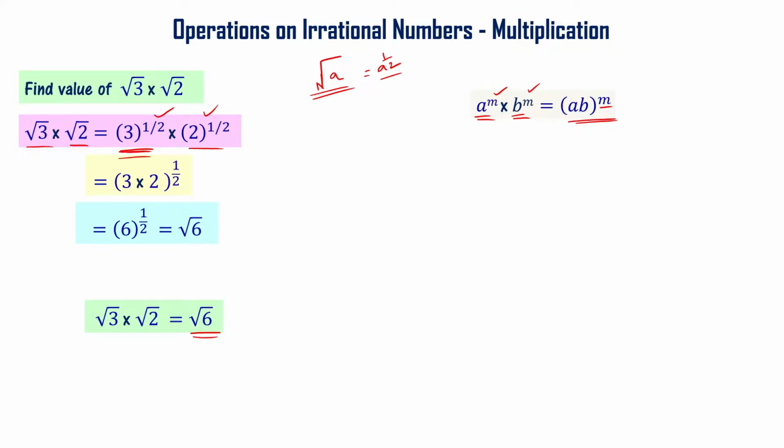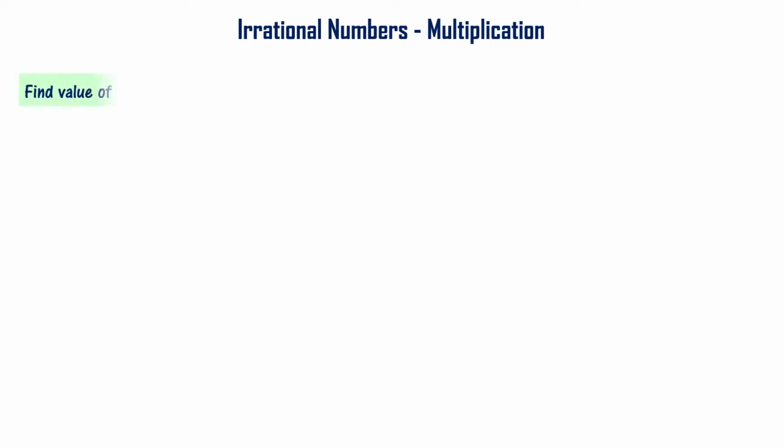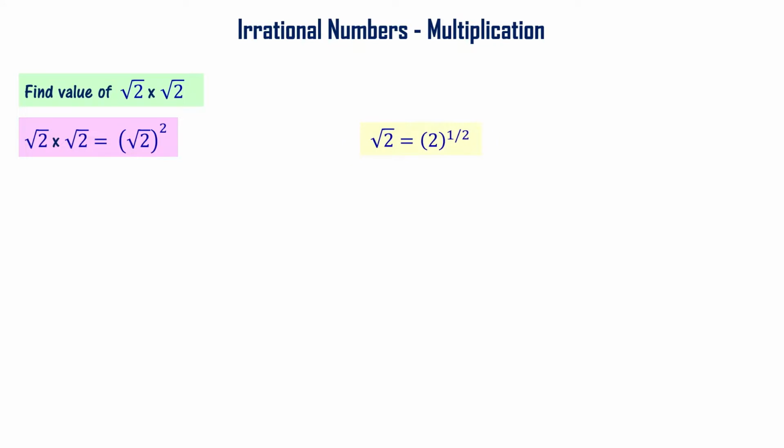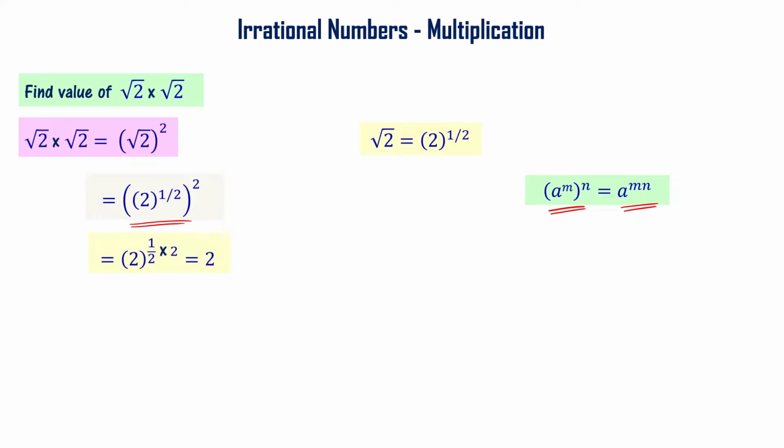Based on this, can I say that multiplication operation is closed for irrational numbers? Let's wait. Let's look at another problem. Find the value of root 2 into root 2. This can be written as root 2 whole square, right? It means it is going to be 2 power half whole square. That can be written as, when you have this a power m whole power n, that can be written as a power m n, right? In this case, it is going to be 2 power half times 2, that is equal to 2 power 1, that is equal to 2.